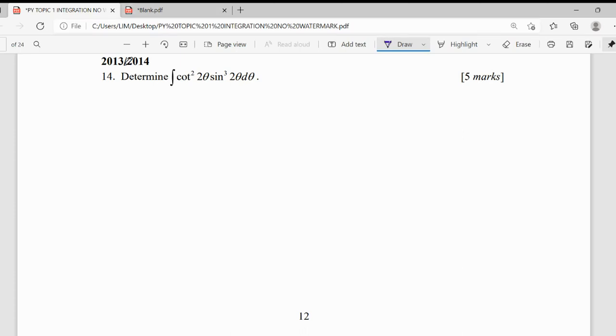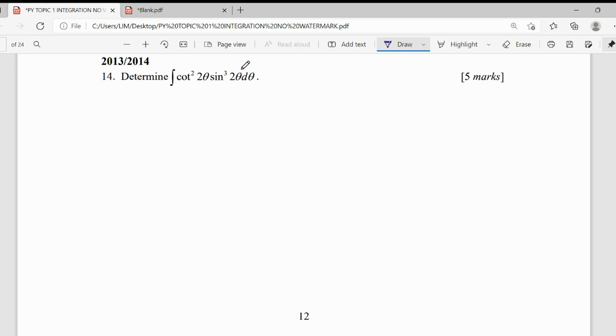So we look at question 14. They said determine the integral of cotangent square 2 theta sine cube 2 theta. So we can see our cotangent and sine cube here. So actually, how are we going to simplify? How are we going to find this integration?